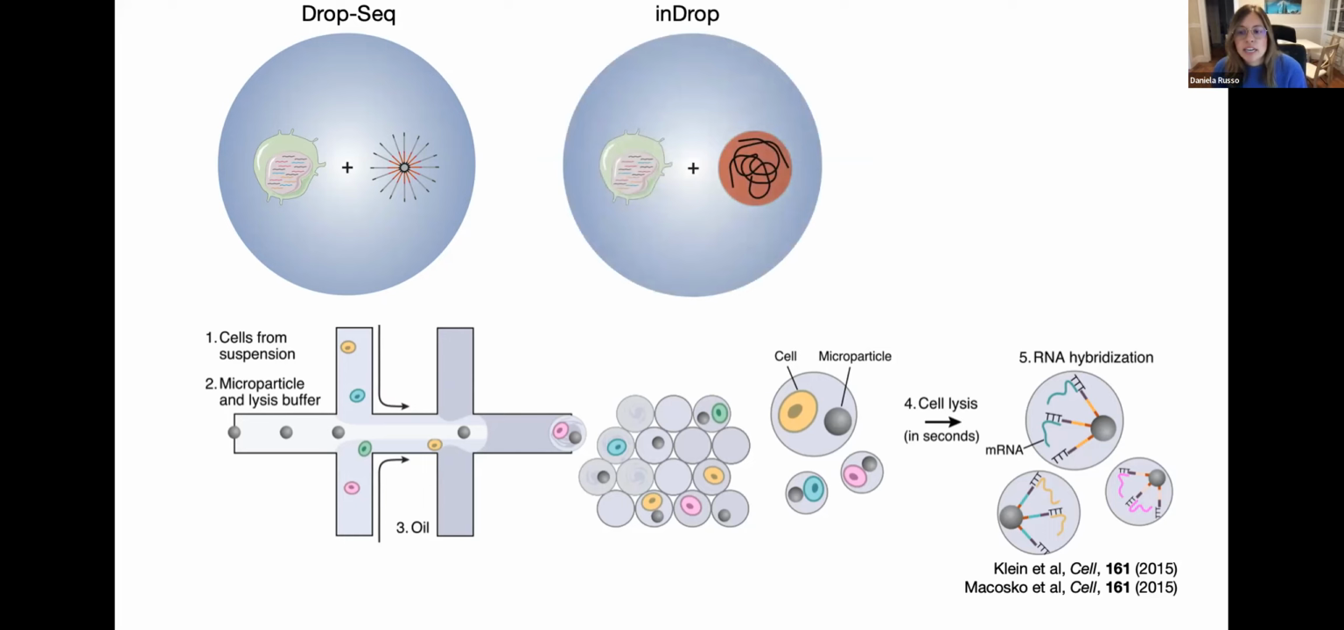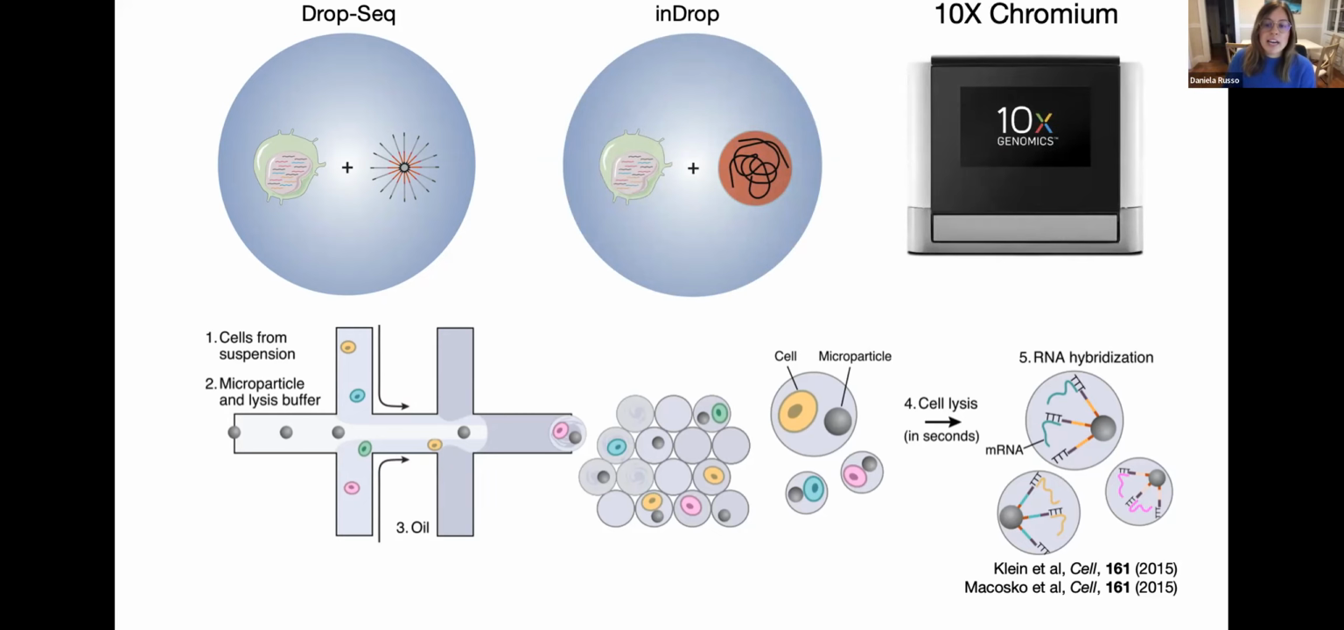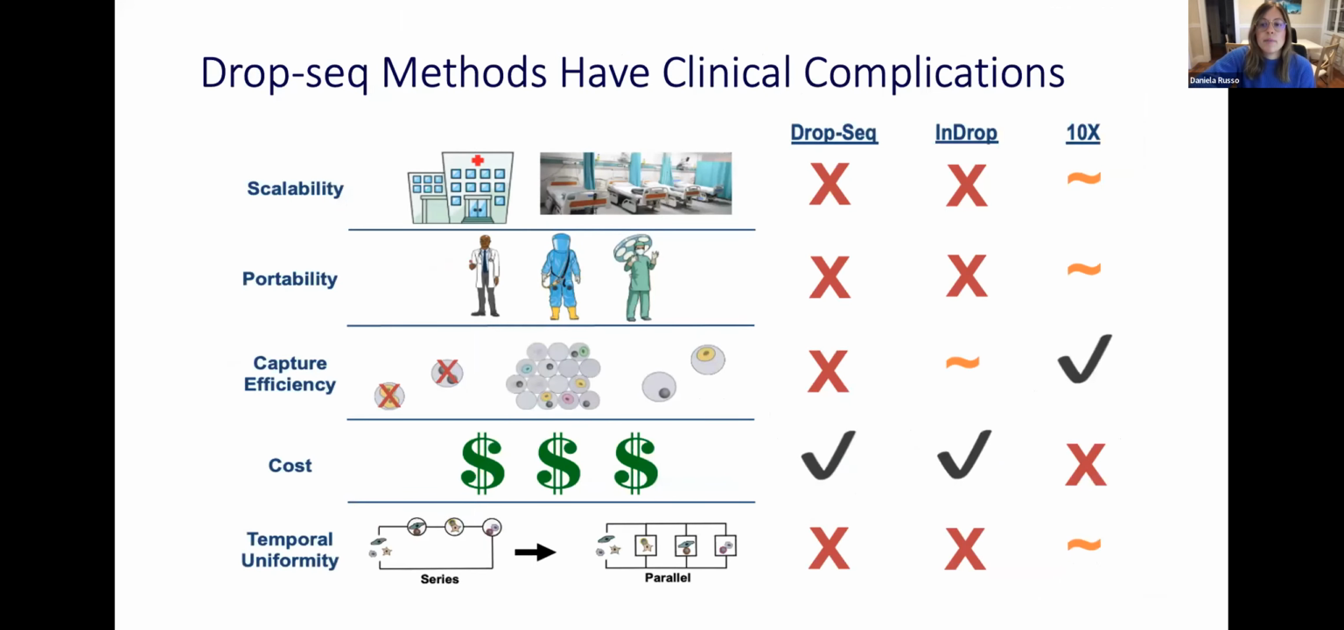inDrop expands on this technology and instead uses hydrogel beads. And then finally, we also have the 10x Chromium set, which uses gel-like beads that contain these barcodes and can dissolve in the droplet. While all three of these workflows generate droplets, we can see here that they each have their own strengths and advantages or disadvantages.